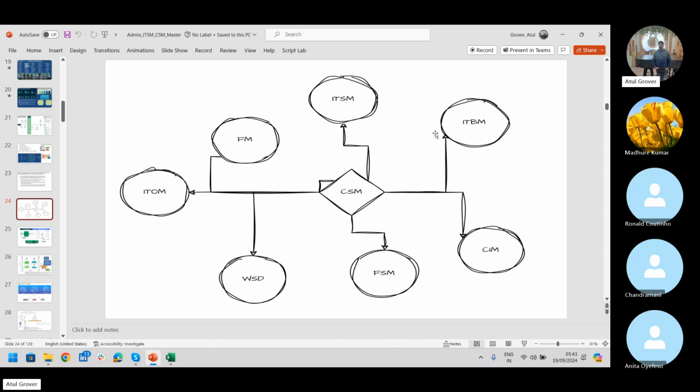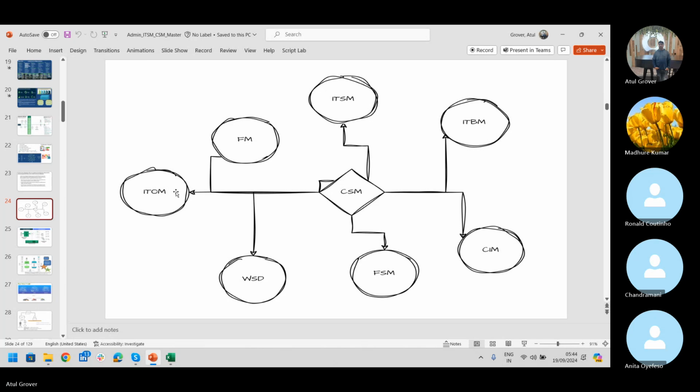So we can do the integration with financial and these other products as well. Now ITOM. ITOM is mainly used for the infrastructure part. We sell infra to our customers as well.